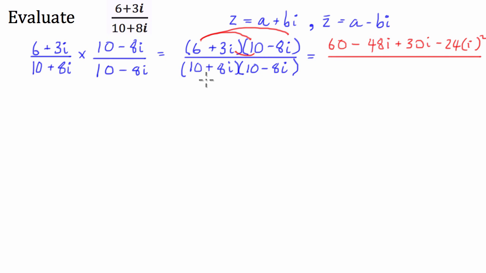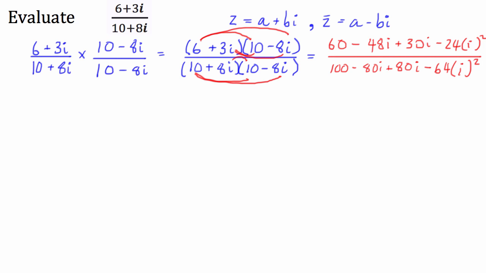Cool. And that's all divided by, now you can see that this is a difference of perfect squares on the bottom, but we'll multiply it out just for your benefit. So we've got 10 times 10 is 100. Then first outside, 10 times minus 8i is minus 80i. Then we have 8i times 10, so we have plus 80i. And then we have 8i times minus 8i is minus 64i squared.